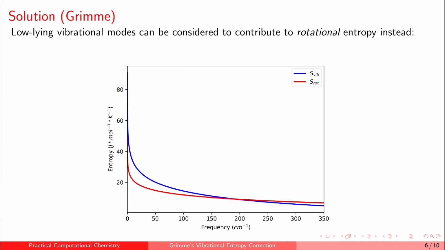His proposition is that the low vibrational modes should be treated as rotations instead. Here I've plotted the rotational entropy, which is a bit more well behaved and is more suitable for those low frequencies. So now the only issue is, where do you transition and how do you transition? Of course you could imagine simply switching at a certain threshold, but then your function won't be continuous, which is not particularly nice. So to make things smooth, Grimme proposed a smooth switching between the two, which looks like this.